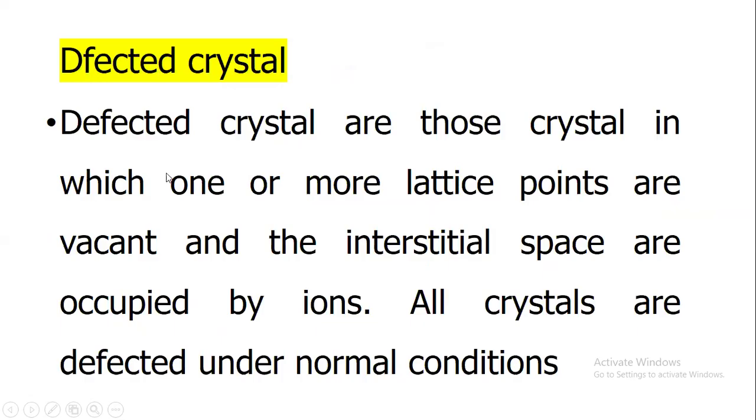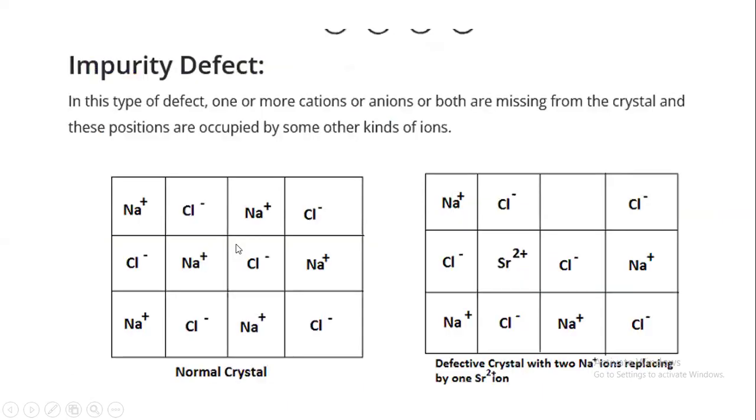Defected crystals are those crystals in which one or more lattice points are vacant and the interstitial spaces are occupied by ions. All crystals are defected under normal conditions. Impurity defect: in this type of defect, one or more cations and anions or both are missing from the crystals and these positions are occupied by some other kinds of ions.